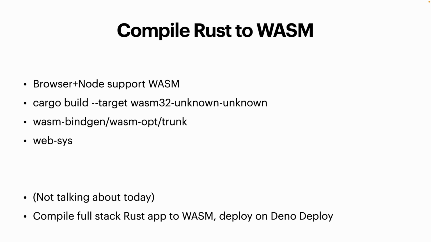This is the basics. wasm-bindgen is how you bind to JavaScript functions in WASM. So if you were going to call the alert function from the window in the browser, wasm-bindgen would be how you bind your Rust code to be able to do that.